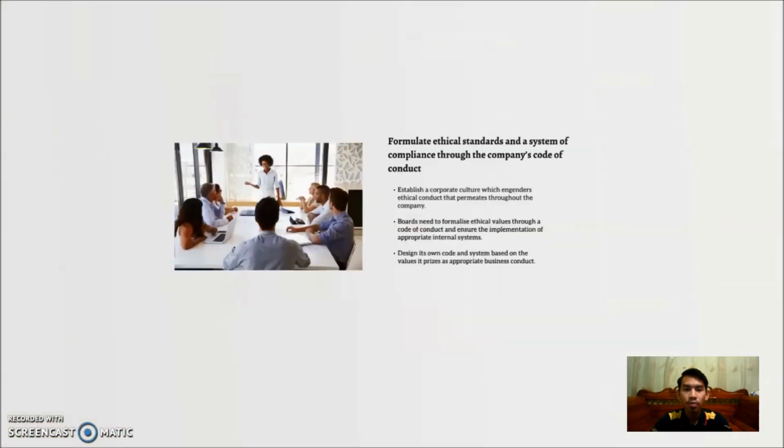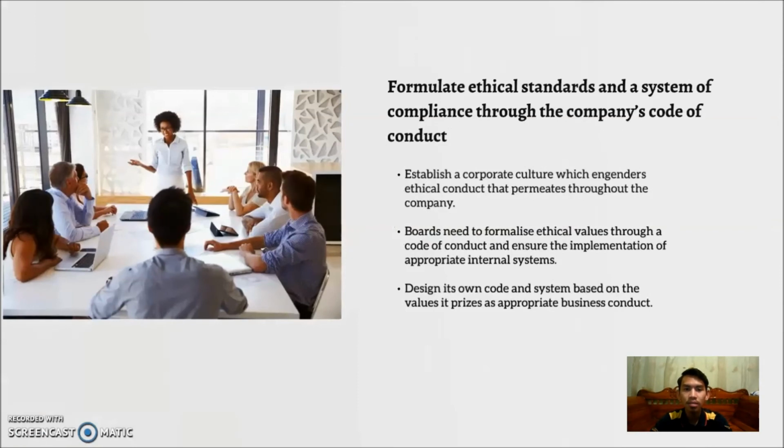Okay, next is to formulate ethical standards and a system of compliance through the company's code of conduct. They must establish a corporate culture which engenders ethical conduct that permeates throughout the company. To integrate this culture in the company, boards need to formalize ethical values through a code of conduct and ensure the implementation of appropriate internal systems to support, promote and ensure its compliance. They also need to design their own code and system based on the values they prize as appropriate business conduct.